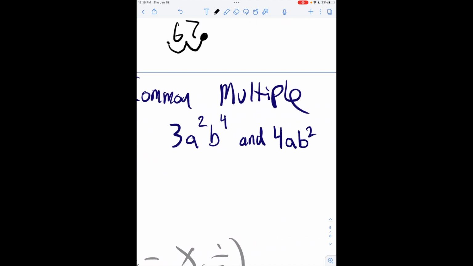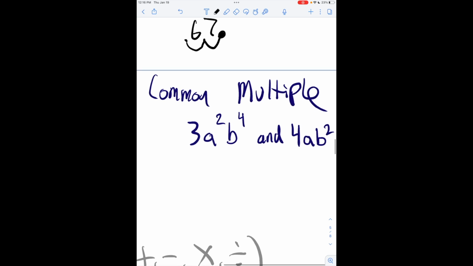3a squared b to the 4th and 4ab squared. First, similar to before in GCFs, I have to find the least common multiple of each part: of 3 and 4, of a squared and a, and of b to the 4th and b squared.